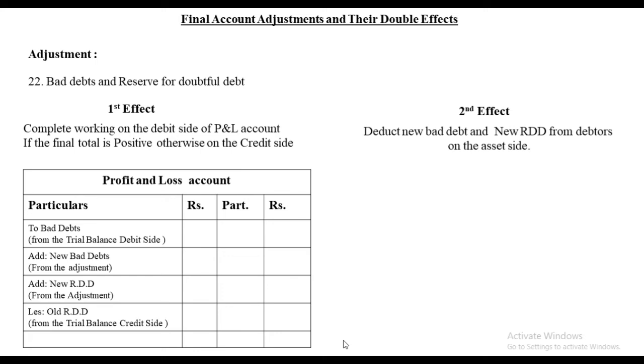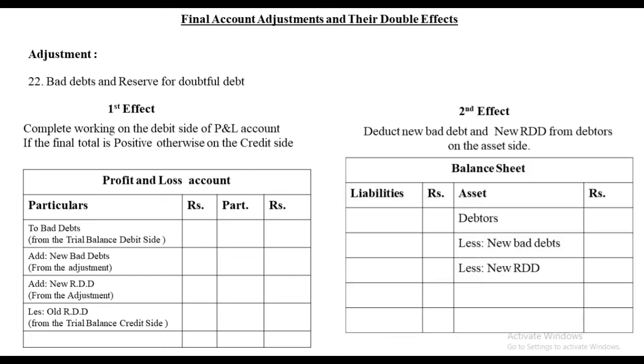Second effect, in the balance sheet on the asset side, it will be debtors less new bad debts which will appear from the adjustment, less new RDD which will again appear from the adjustment. Very important adjustment based on bad debts and reserve for doubtful debts. That's adjustment number 22. Next, adjustment number 23.